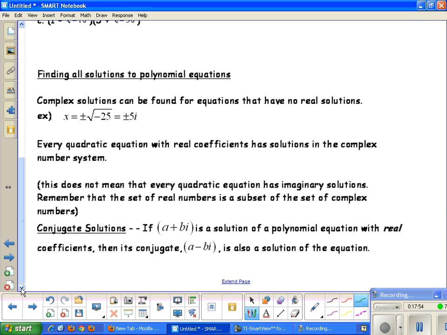The next part we're going to talk about is finding all solutions to polynomial equations. Complex solutions can be found to equations that have no real solution. Every quadratic equation with real coefficients has solutions in the complex number system. That means whatever the degree is, that's going to tell you how many zeros you should have, whether they're real or imaginary. And also remember that conjugate solutions come in pairs. So if you have a plus bi as a solution to your polynomial equation, you should also have a minus bi as a solution.